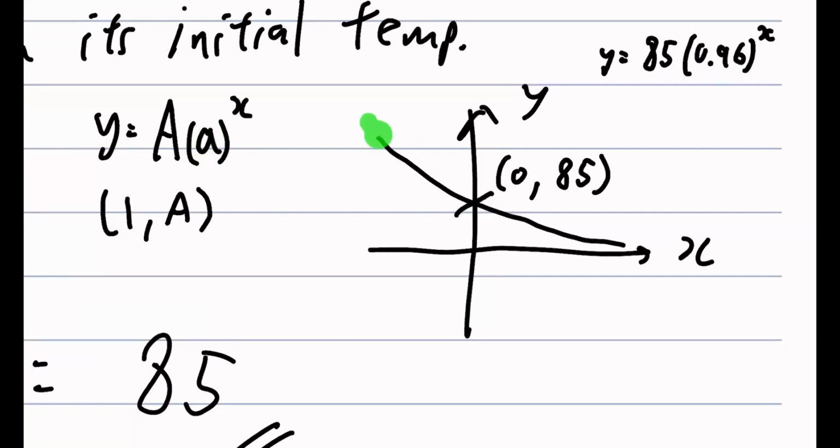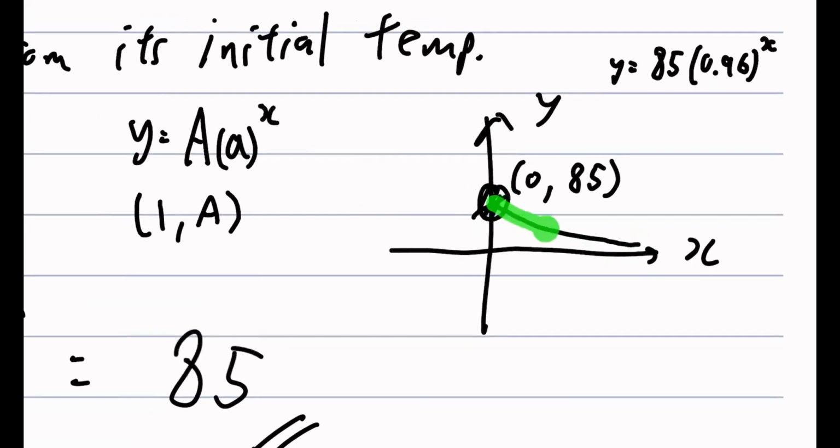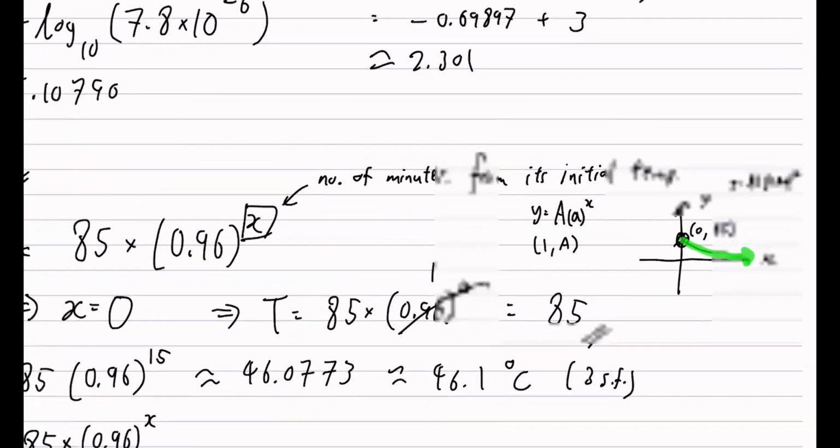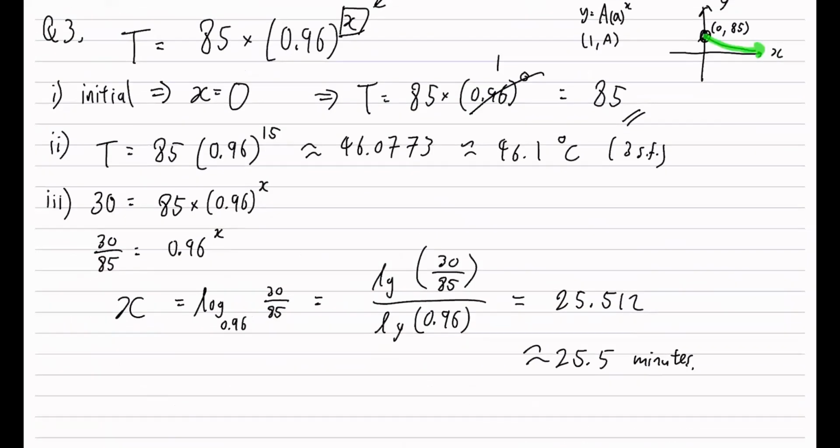So basically the temperature is decreasing as time passes. Actually, to be even more accurate, I shouldn't start the graph for negative values of x, because x represents how many minutes pass after its initial temperature. So it can only be positive. You can't have negative minutes, right? Yeah, so this is the graph. Okay, good. Moving on. Question 4. Let's go.